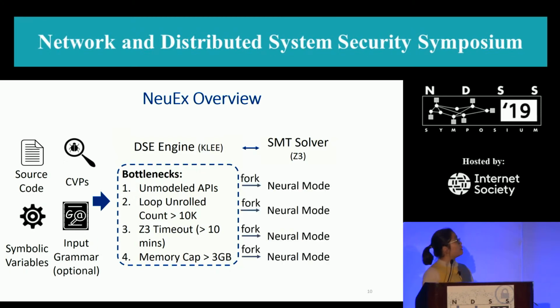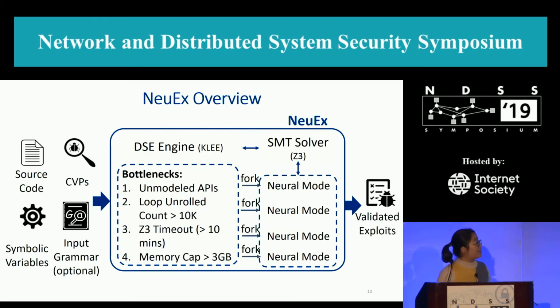Every time DSE mode meets a bottleneck, it will trigger a neural mode. This neural mode is going to handle the remaining complicated logic, and the DSE mode will go back to the analysis of the other paths. Finally, we are going to generate the validated exploits for the programs.